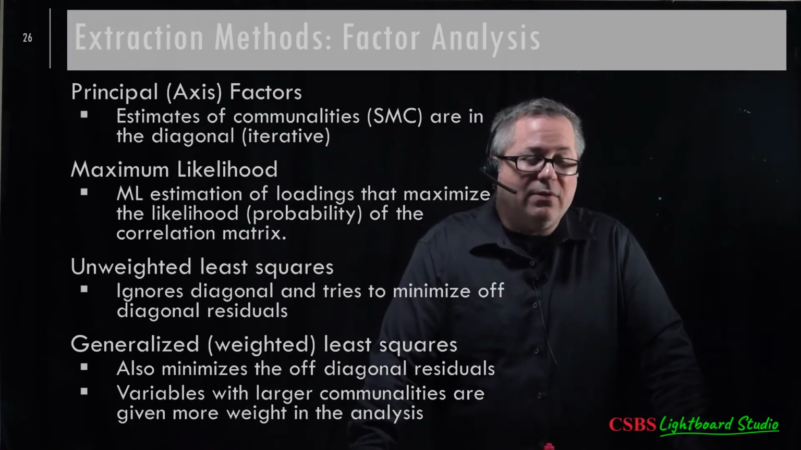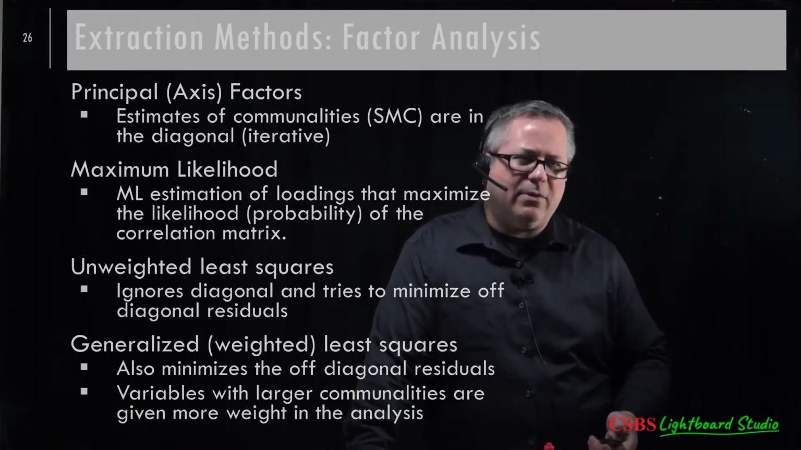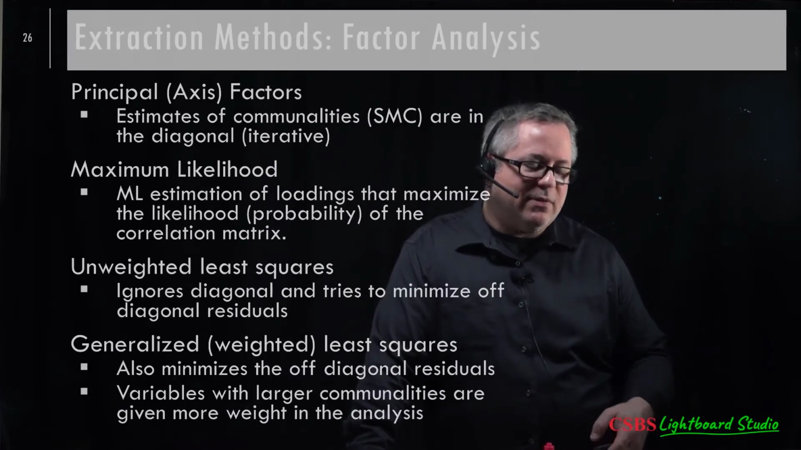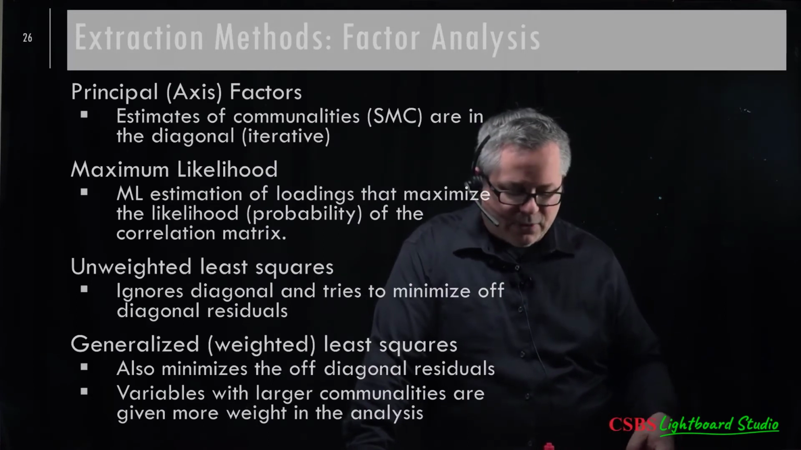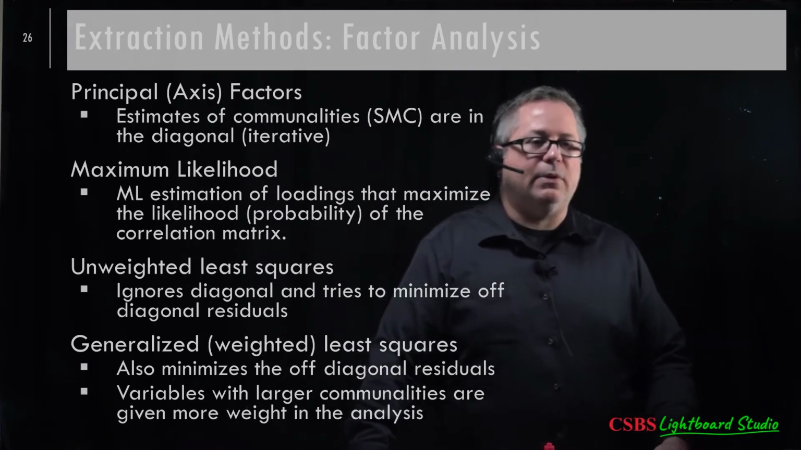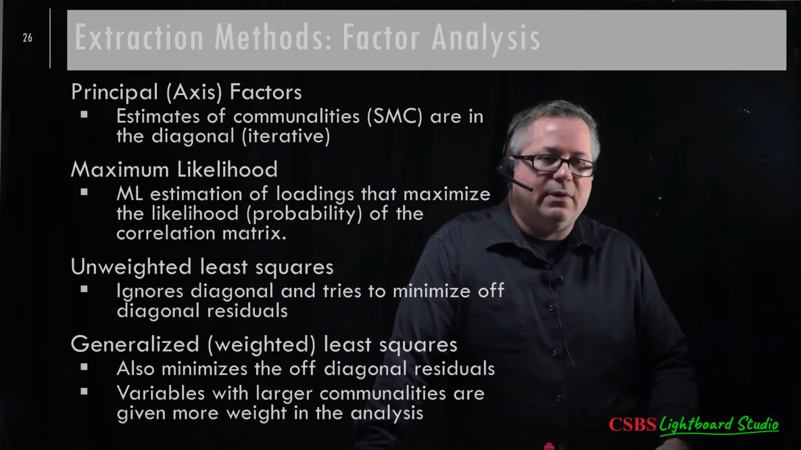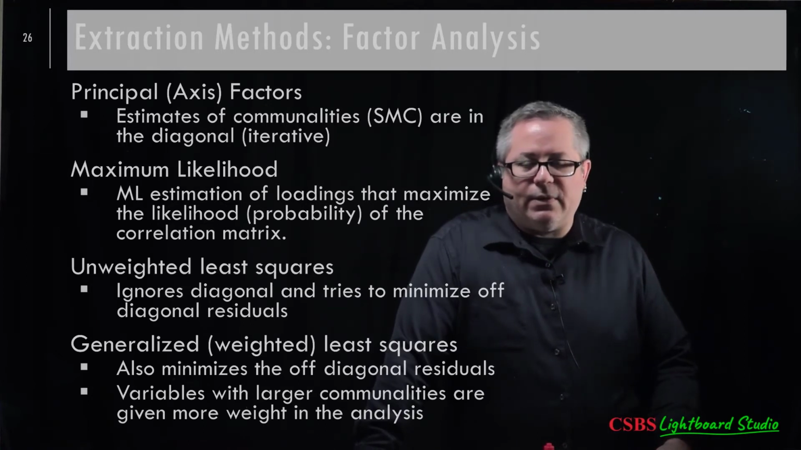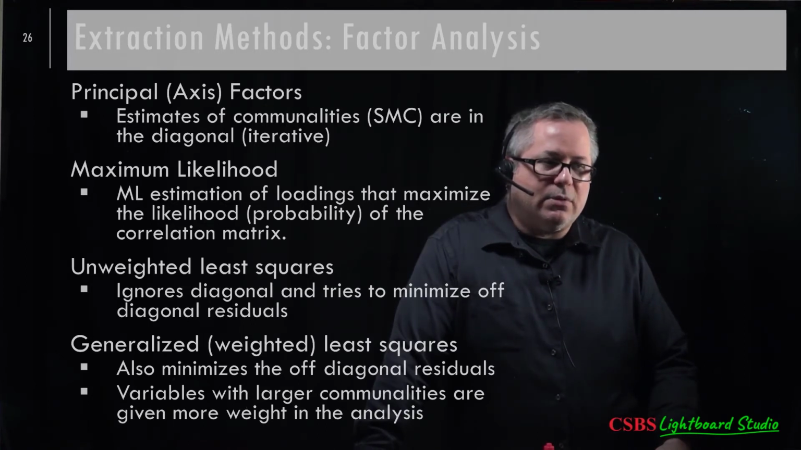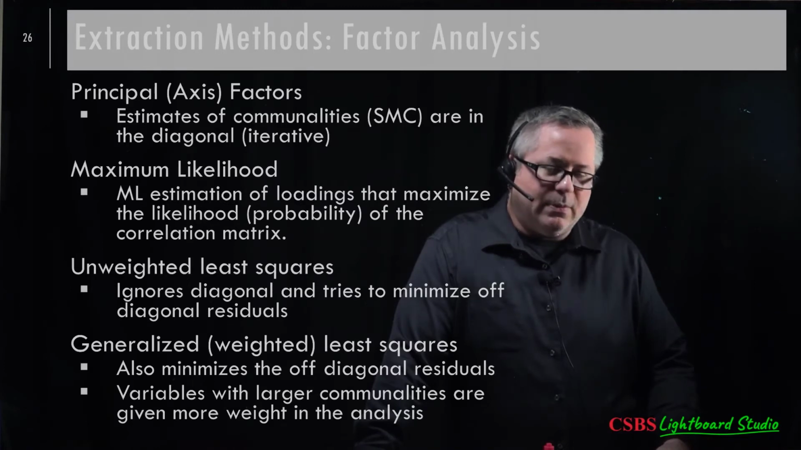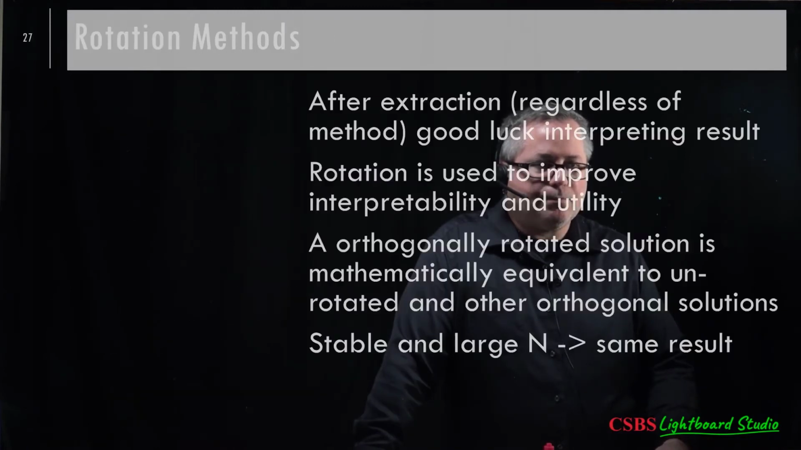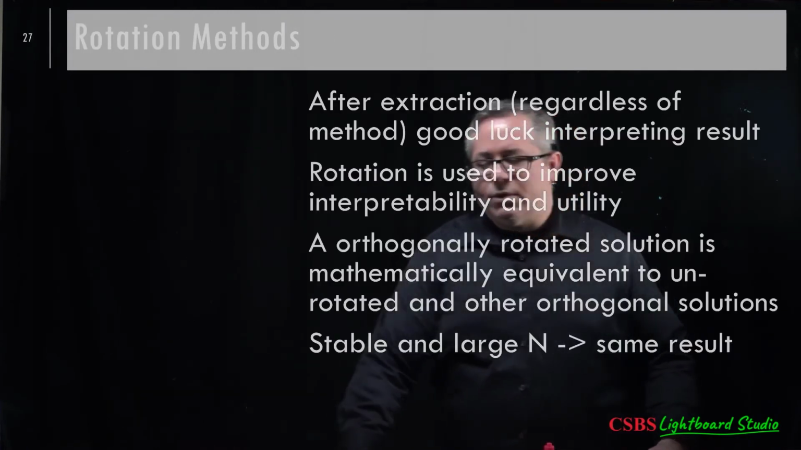There are other ones. There's image and alpha and a bunch of others listed in SPSS, and there's even more than that if you look into it. There's at least a dozen different extraction methods, but principal axis factoring and maximum likelihood are probably the two most used anymore. I don't see people using much of anything else. So, go ahead.